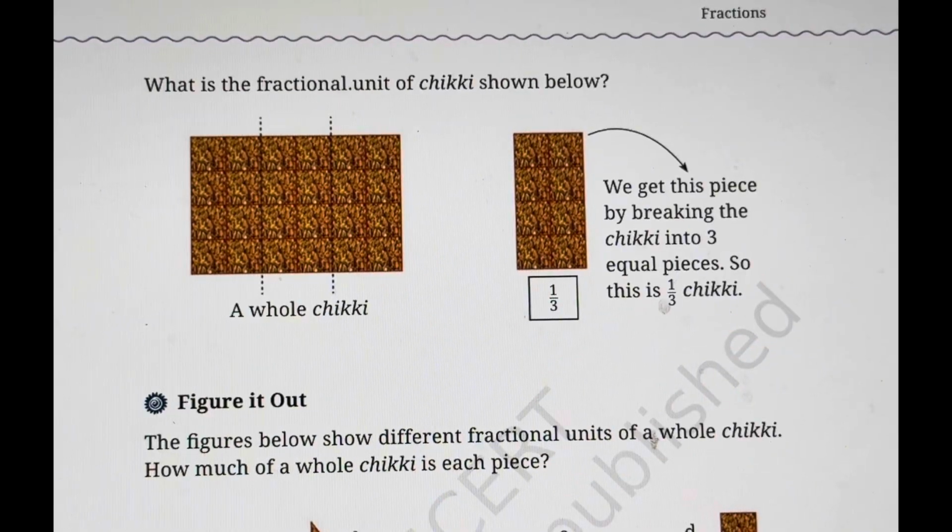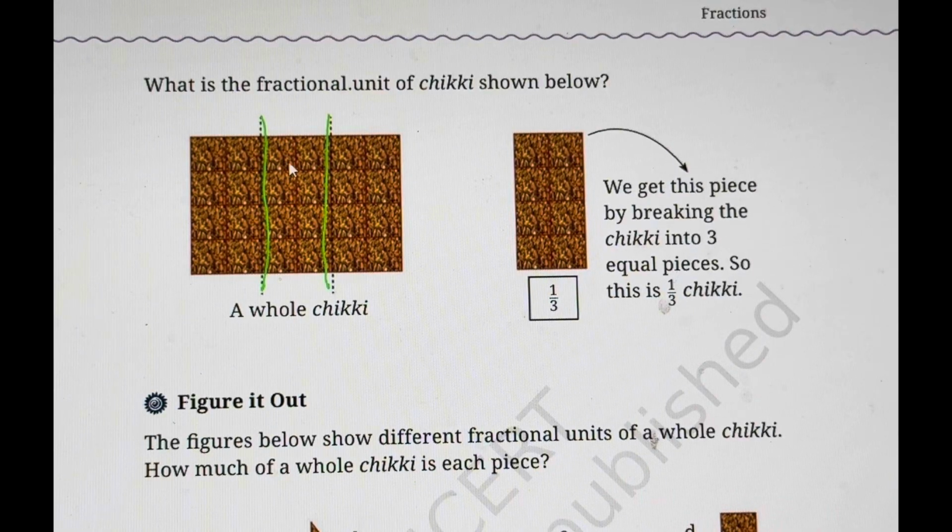Now there is another question. What is the fractional unit of the chicky shown below? So here the whole chicky is divided into 3 parts. You can see, so you are getting 3 pieces. So each piece is 1/3. For better understanding, this is easy, 1/3, 1/3. But there are questions based on this. You may find it difficult.